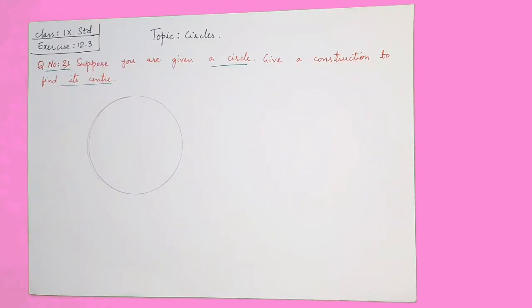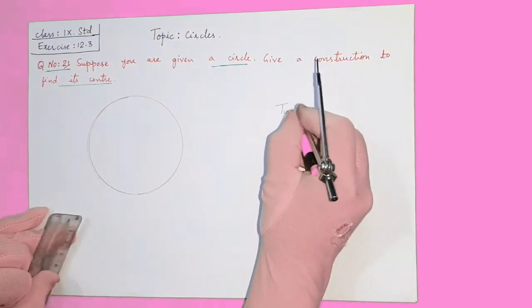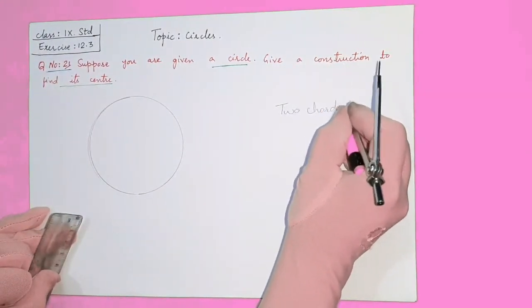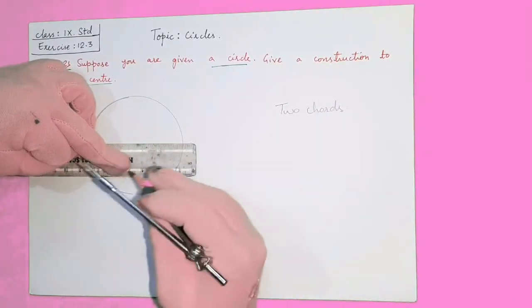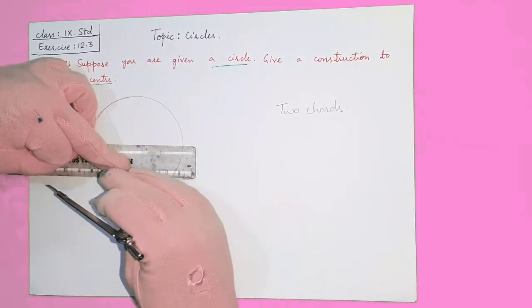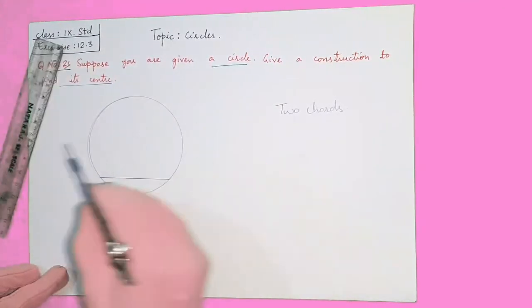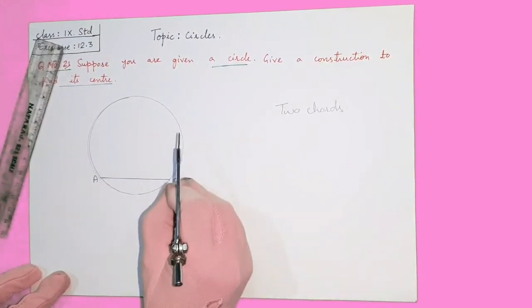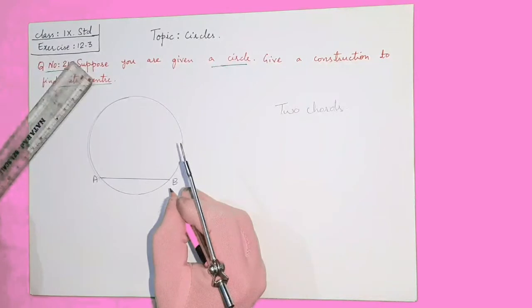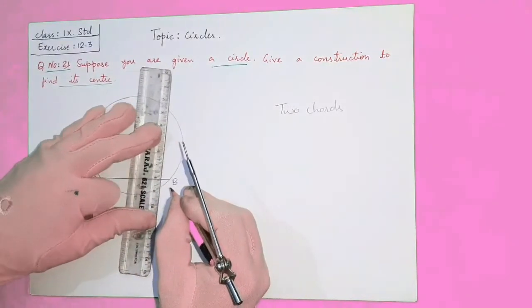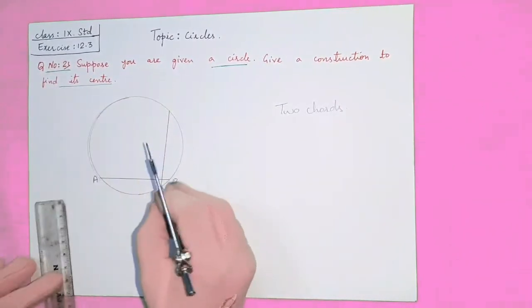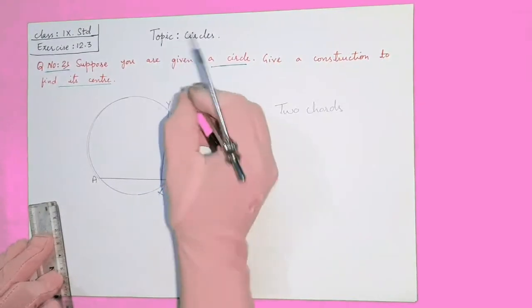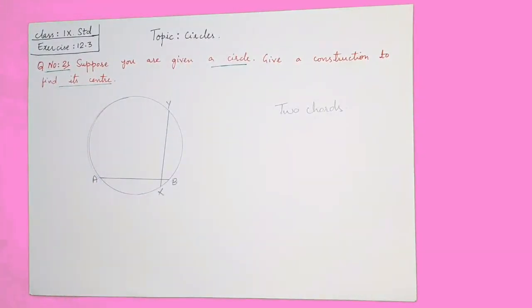So one method you have is to draw two chords. First thing, you have to draw two chords in the circle. So I'll draw here the two chords. Chord matlab if you are joining any 2 points on the circle. So one chord I am taking with the name AB, and one more chord with the name XY. The two chords I got are AB and XY.